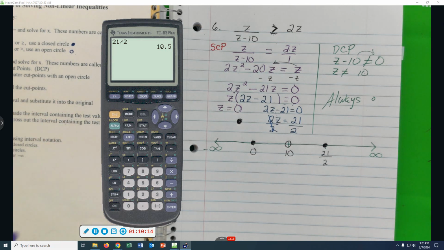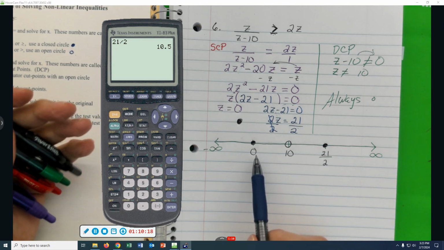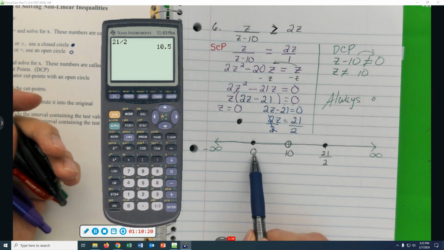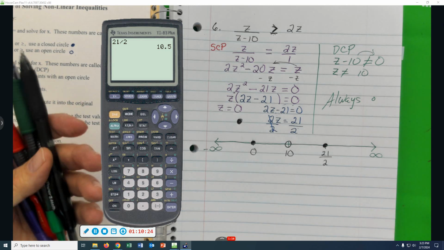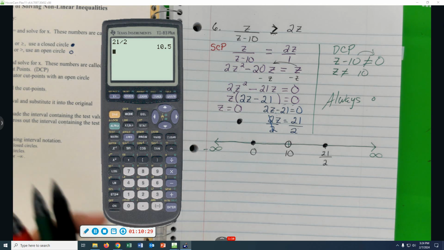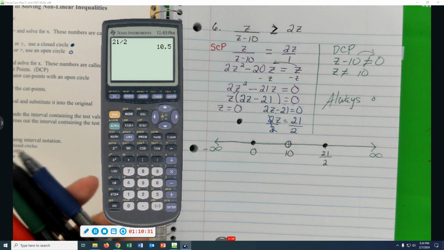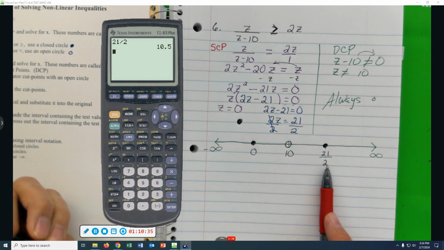I cannot use 0 as my test point. Why? Because 0 is a cut point. So if I can't use 0, okay, what about 1? Okay, let's use 1, or whatever number you want. You can use any number other than 0, 10, or 21 over 2.